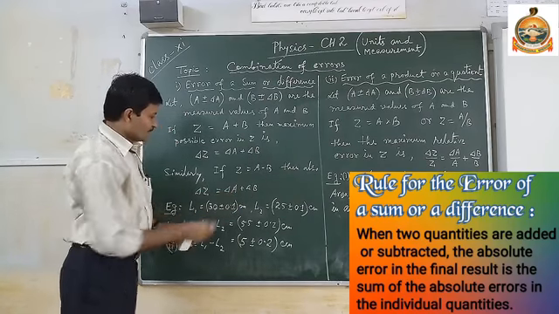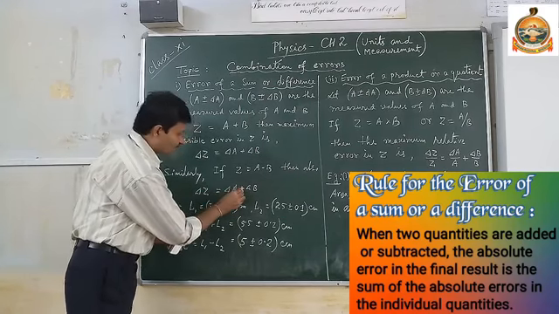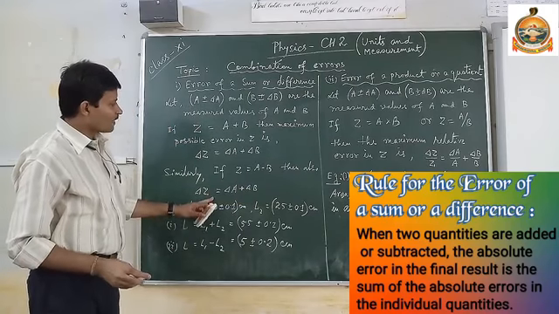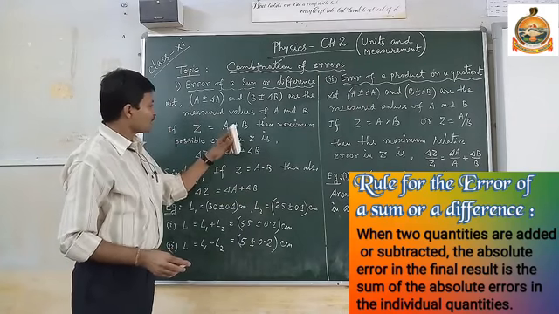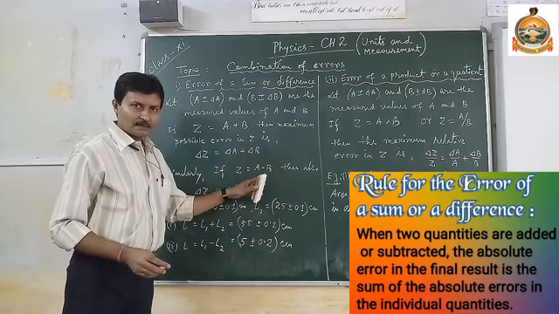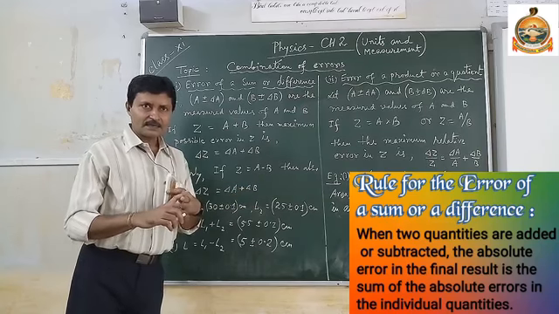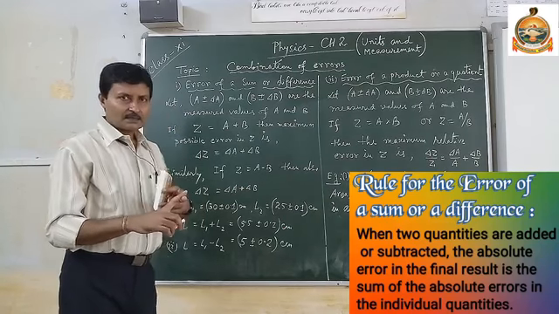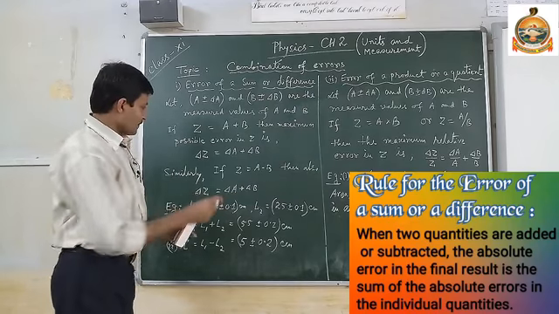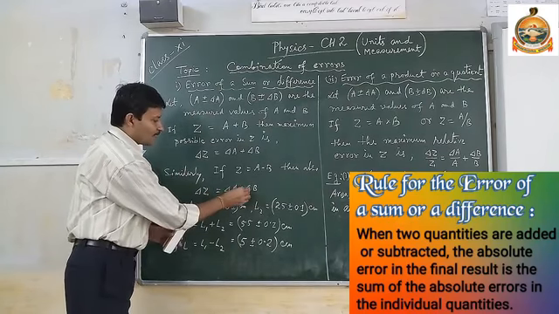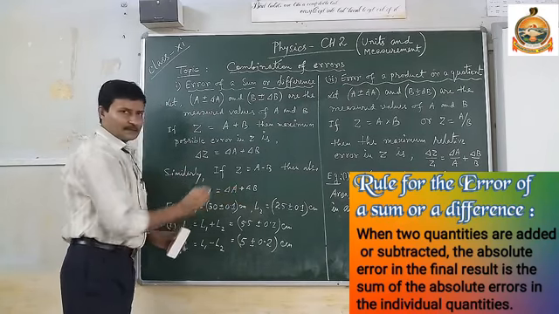See here, there is no minus sign, because when we obtain the result either by addition or subtraction, the errors cannot cancel each other; errors cannot be subtracted. The error in the result is obtained by addition of the absolute errors of the individual measurements.